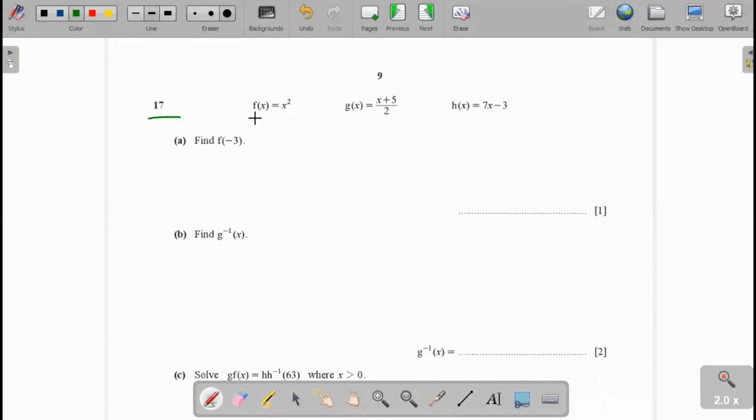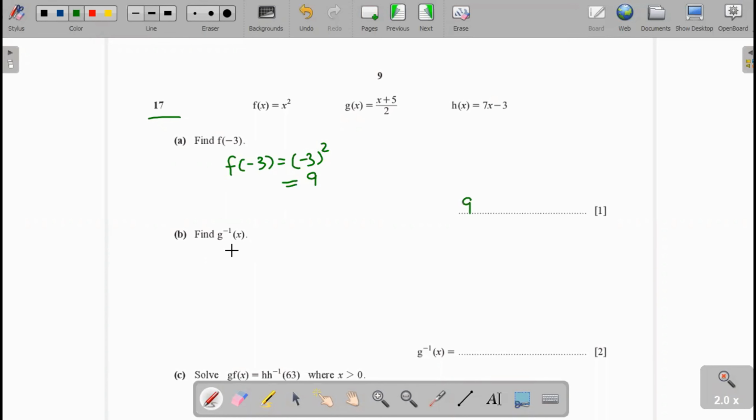Question 17, f of x equal to x squared. Now find f of minus 3. We substitute the value in this equation. f of minus 3 will be equal to minus 3 whole squared, and that is equal to 9. That is the answer. And g inverse of x, we have to find g inverse of x.